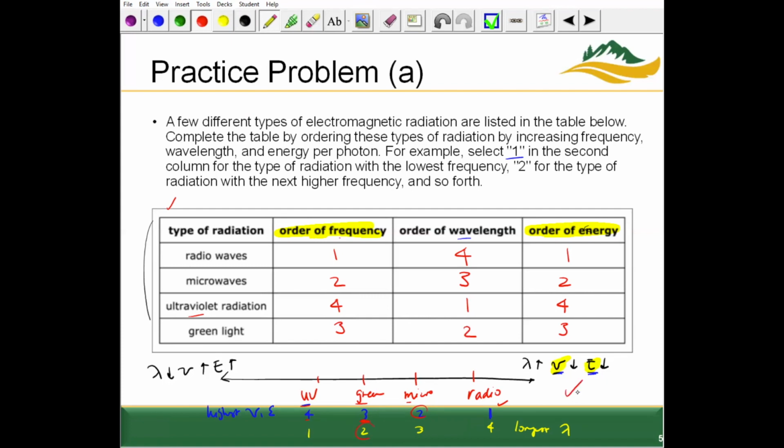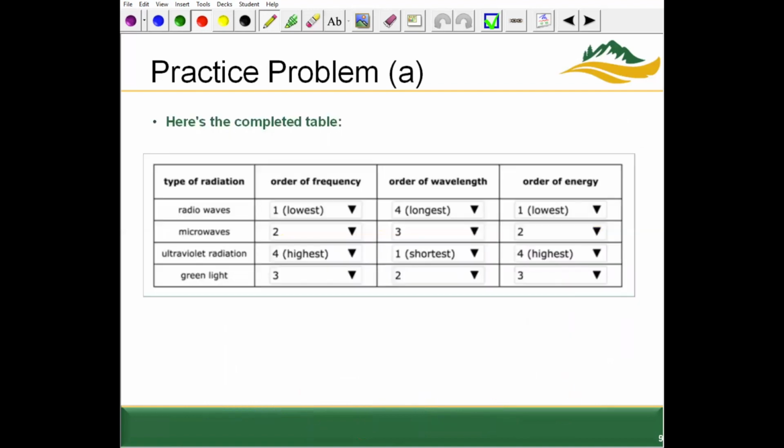So this is one way to solve it. I like to denote it like this so I don't get confused, especially when we're saying 1 is the lowest and 4 is the highest. So 1 lowest, 4 is highest. Let's check our final answers here. So this is our final answer for this set of radiation, ranking in order for frequency, wavelength, and energy.